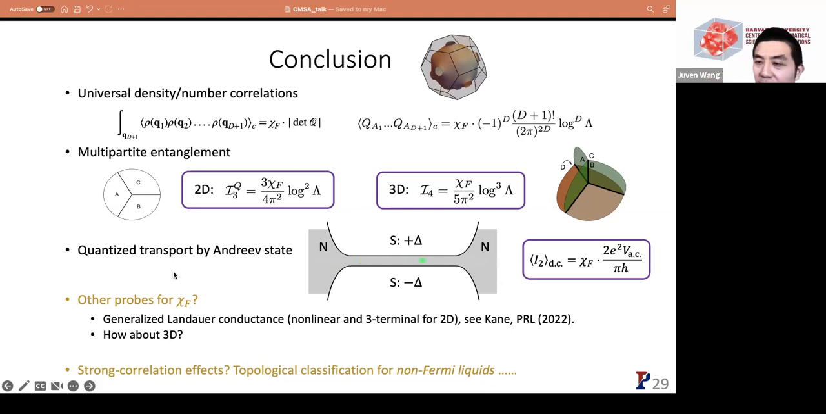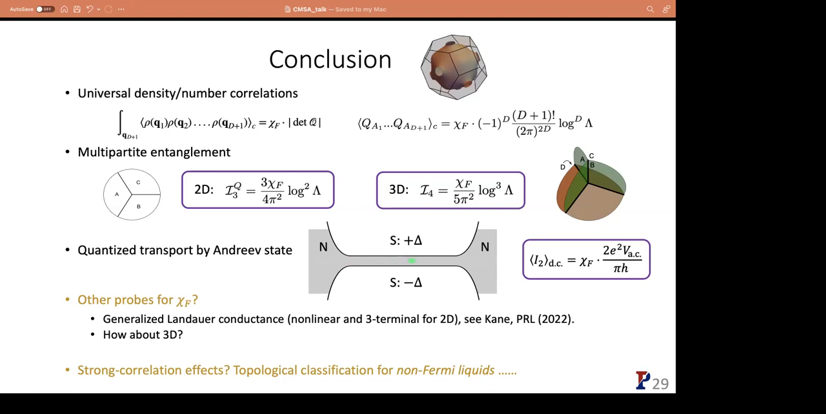Please. Thank you for the talk. Maybe this is a bit of a naive question, but what is the topological quantum field theory that would actually go ahead and compute this chi sub f? Do you have any ideas regarding how to derive such a topological quantum field theory?